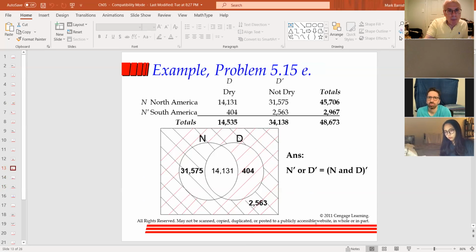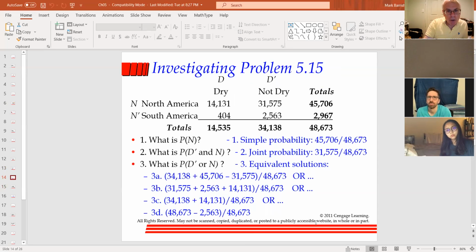Sorry about that. We do spend a long time on this problem here. So the probability of N, I think we already did something like this with the previous one, would be 45,706 divided by the grand total. The probability of not D and N. Which one is that? Well, not D is this column, and N would be this number, 31,575 divided by the grand total.